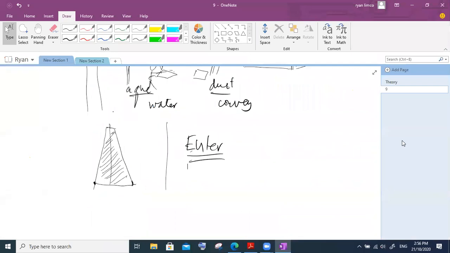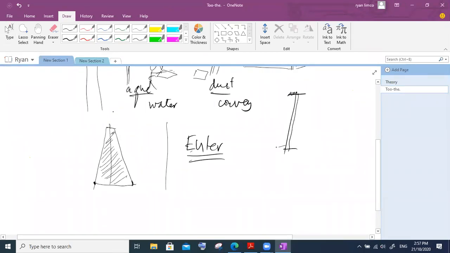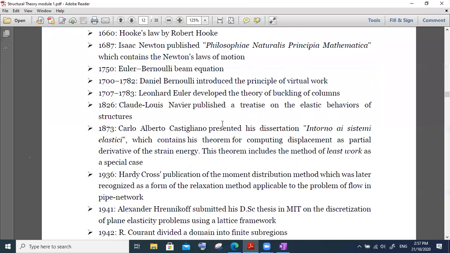When we say buckling of columns, kung ito yung column, assume nyo na lang na straight yan. When we say buckling, nagganon siya, na tumutupi. Or the buckling could be like this. Si Euler yon. So Euler ang nag-develop ng buckling of columns, yung theory nun.